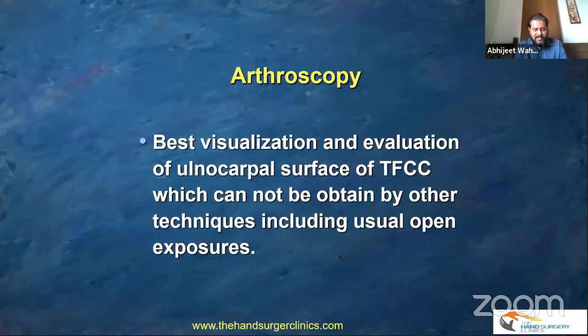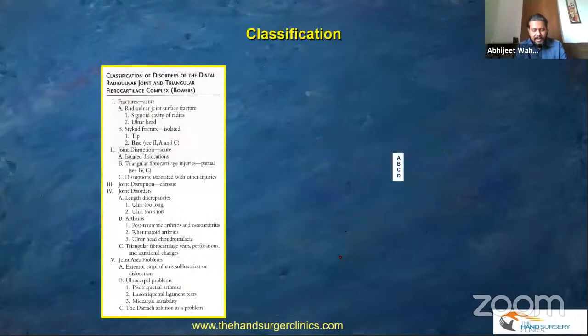Now, in spite of all the investigations that we talked about, arthroscopy perhaps remains the gold standard because it gives you the opportunity to visualize the joint in every nook and corner, to dynamically evaluate the ligaments, to look at the cartilage surfaces, and also to combine it with some kind of a therapeutic intervention.